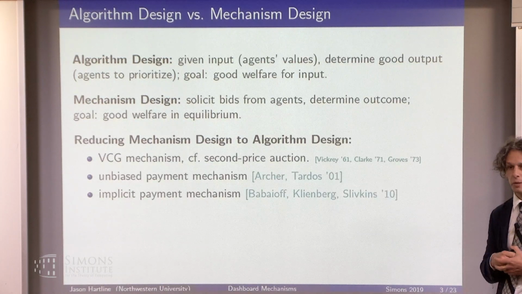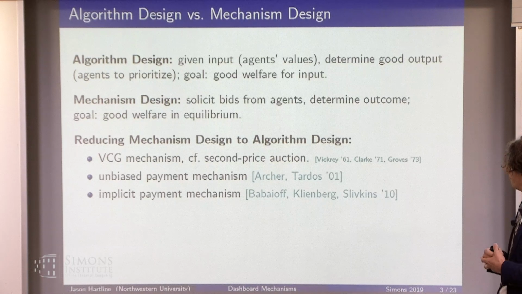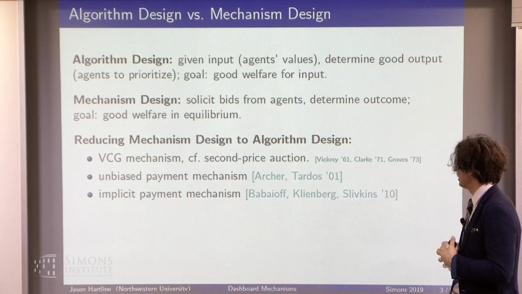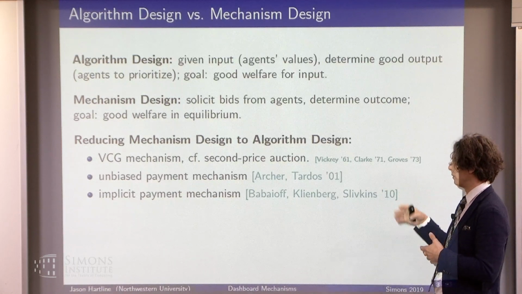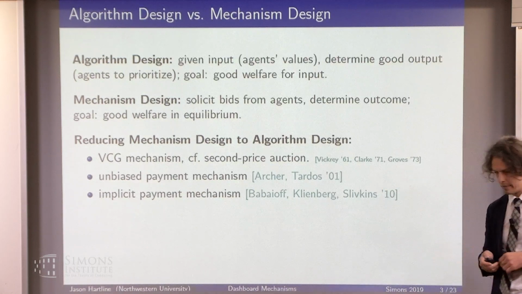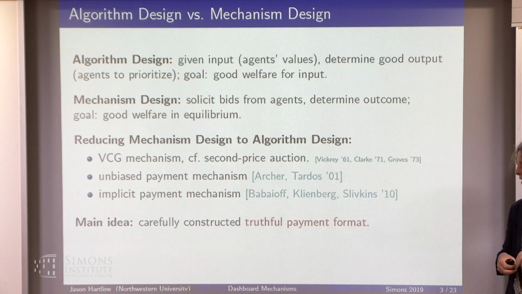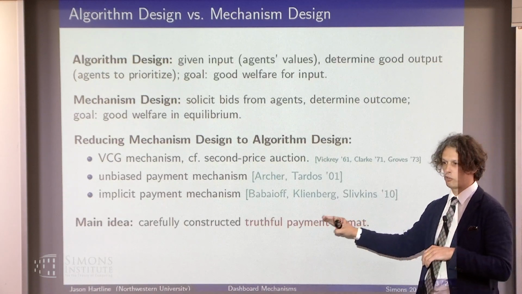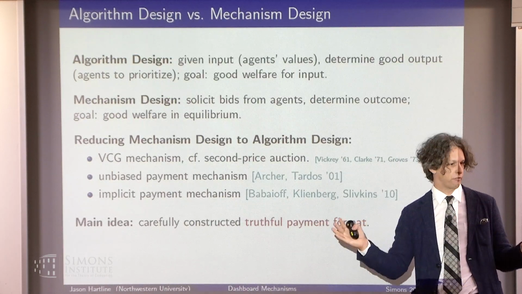Amazingly, there's a very popular reduction from mechanism design to algorithm design. It's the VCG mechanism in some scenarios, or more generally, there are unbiased payment mechanisms or implicit payment mechanisms. Essentially, at a very high level, what these do is they carefully construct truthful payments to incentivize everyone to just reveal their true preferences.